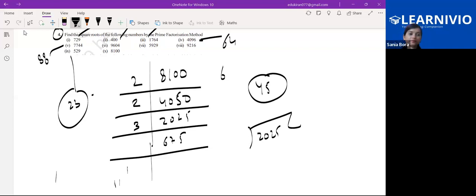Check. No, no. Ma'am, you have to put 0. For example, 2025, you are doing it with 5. 5 fours are 20. Then you got this 2 here, but it was not divisible by 5, so you will put 0 here. And then 5 here, 5 5s are 25. So 405 will come, not 45.